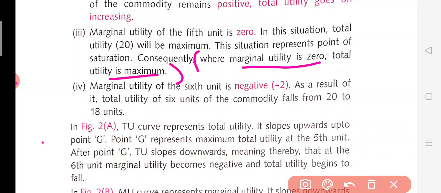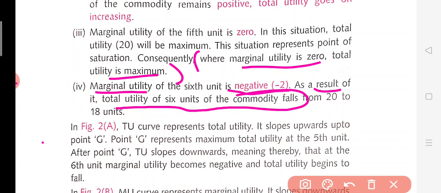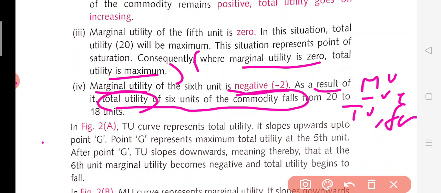Now here, when MU is negative, okay, as a result the total utility of 6 units of the commodity falls. Means what, total utility? TU. So when MU is negative, TU falls. It falls. Okay, done.